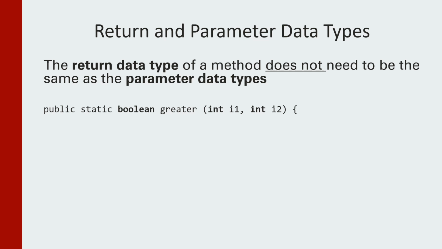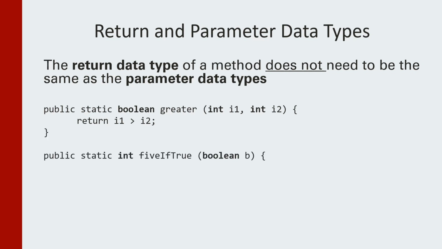Here's an example. Let's say that I'm going to write a method that will return a boolean, and it takes in two ints and will return whether i1 is greater than i2. So here, and you can do this in one step, I just say return i1 is greater than i2, which will either be true or false. So even though the input parameters were two ints, the return is just going to be a boolean.